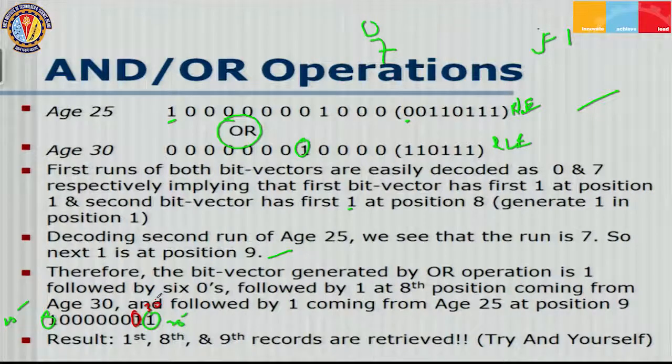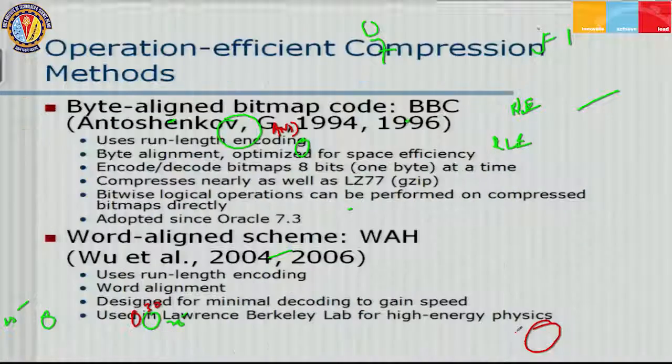retrieved. So on the same lines, if I change this operation to say AND, I want you to try this on your own. So this works in a similar manner. Only thing is that you have to output 1 only when there is 1 in both the bit vectors.